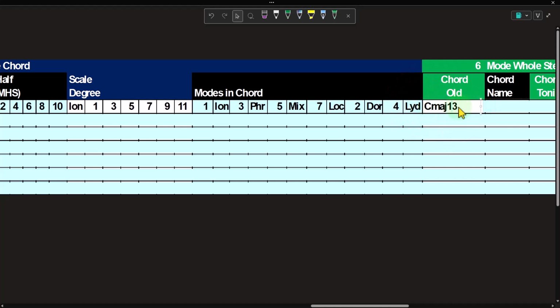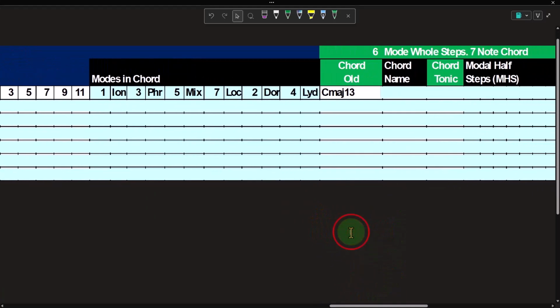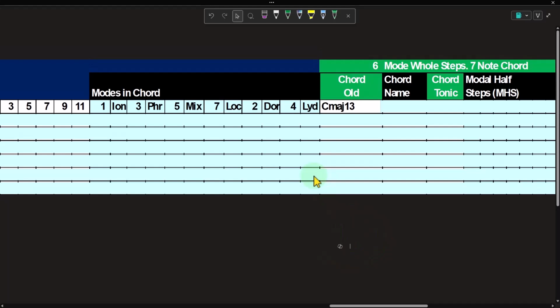So we're going to say, all right, what if we add all of the notes in the key? What would we call that? A C major 13. Why? Because we're going to take all 1, 3, 5, 7, and then the 9 is equivalent to the 2, the 11 is equivalent to the 4, and the 13 is equivalent to the 6. So we're basically grabbing the entire thing.